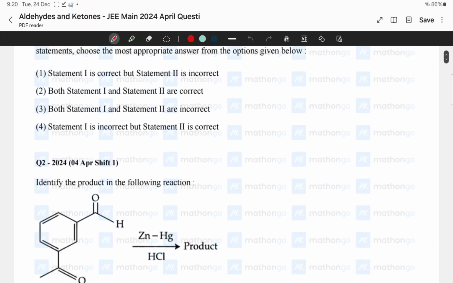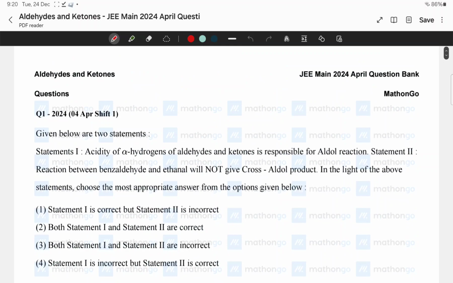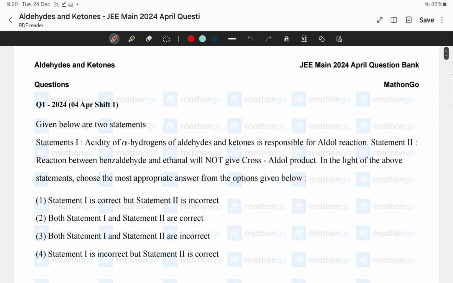So without much ado, we'll be moving on with answering the questions. Question number 1, April 4, shift 1. Statement 1: acidity of alpha hydrogen of aldehyde and ketone is responsible for aldol reaction. Yes, that is correct, because we will take the example of ethanol, aldol condensation of ethanol.